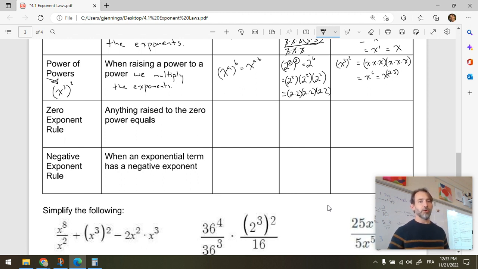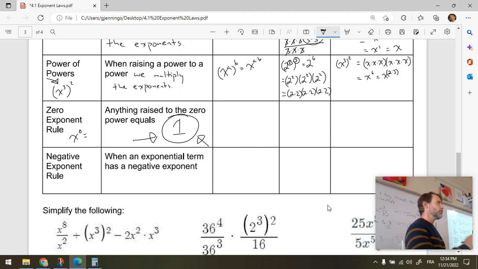Anything raised to the 0 power, so I have like x to the 0 equals, what does anything to the 0 equal? Always 1. Yes, anything to the 0 power equals 1. Circle it. Put an arrow next to it. It's actually a really important fact. X to the 0 does not equal 0. X to the 0 equals 1 for all values x except 0.